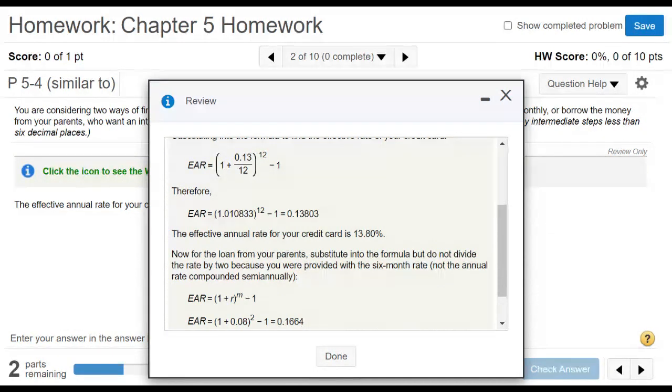Professor, so we could just multiply by 100 to get the percentage. Whatever works for you.